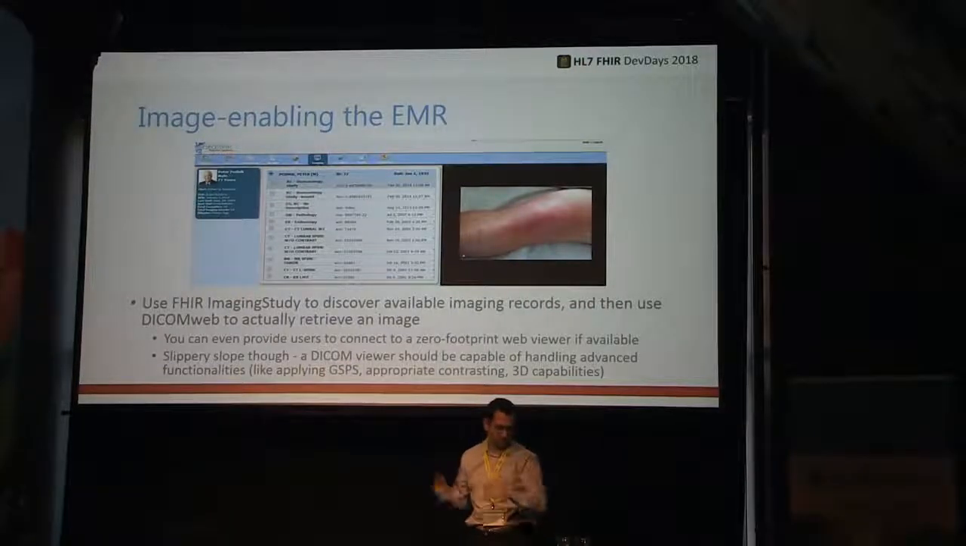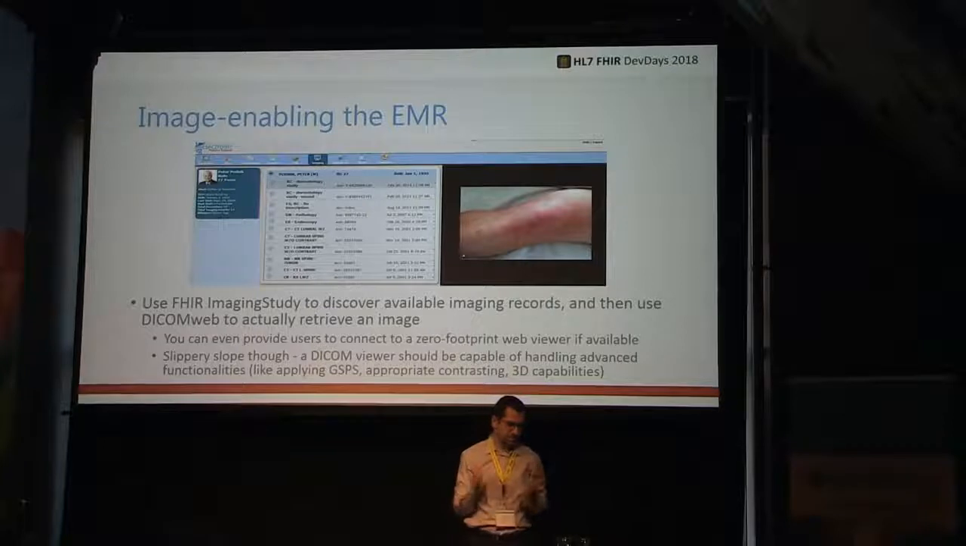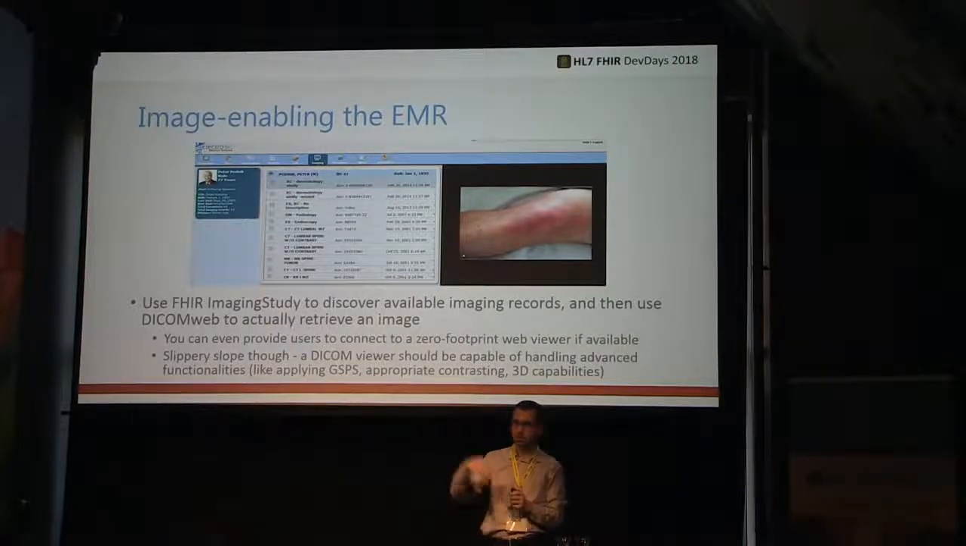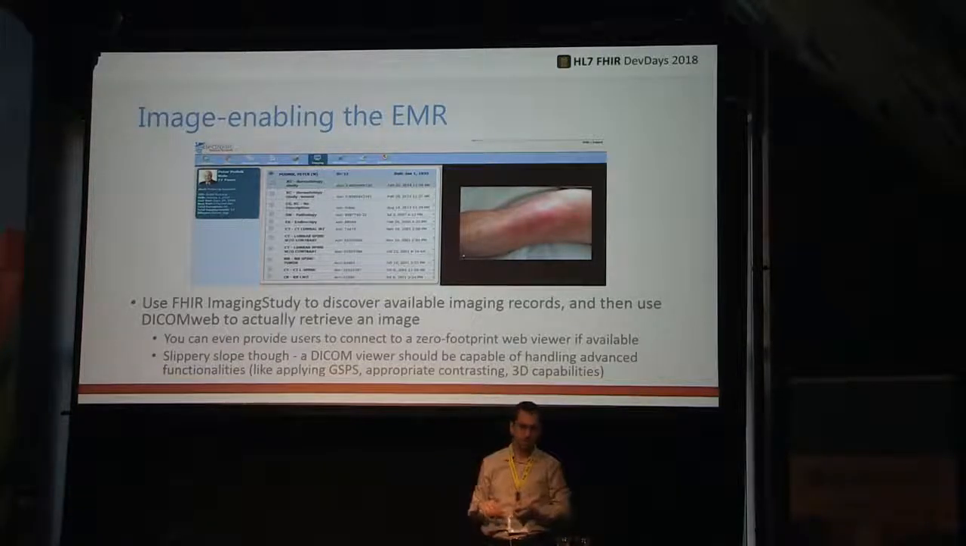Sorry for the gross image, but of course, one of the things you could do is you could go to the FHIR imaging study resource, you discover what imaging records you have, and then of course you could use DICOM to go and retrieve the image to show them. And this could be either an actual, full-size image, or it could just be a little thumbnail, right?